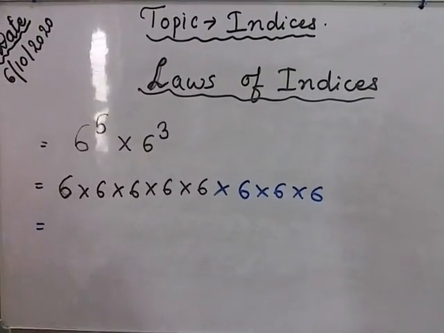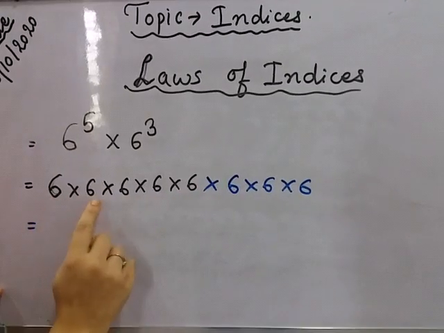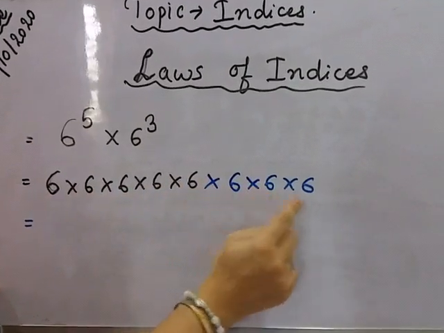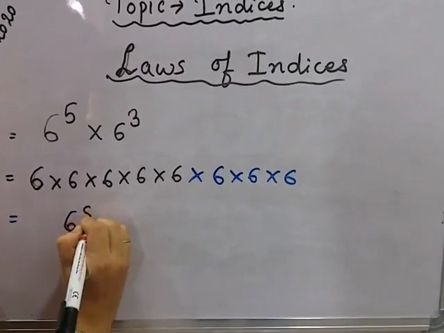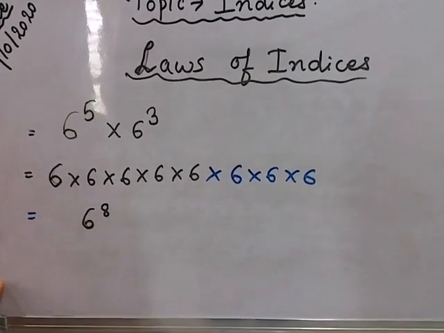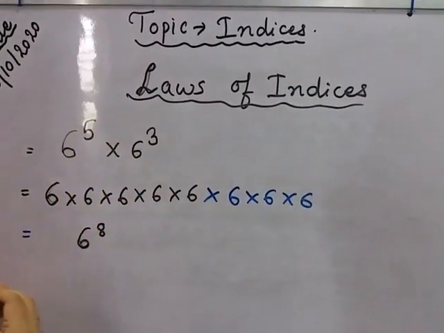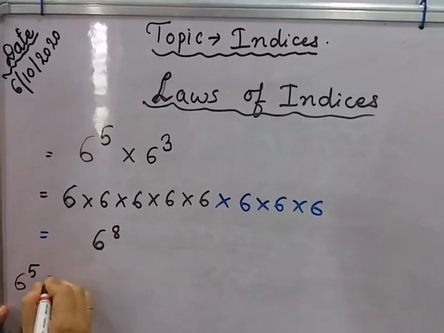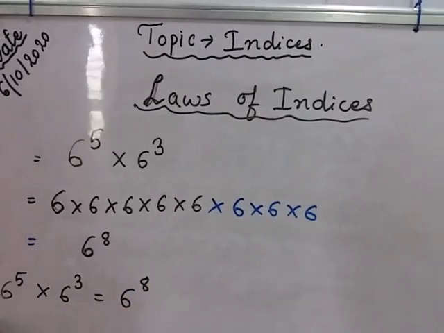Okay. Now just count how many 6s there are. 1, 2, 3, 4, 5, 6, 7, 8. How many times? 8. So we write in index form 6 eight times. So let me write it down once again: 6 raised to 5 into 6 raised to 3 is equal to 6 raised to 8.